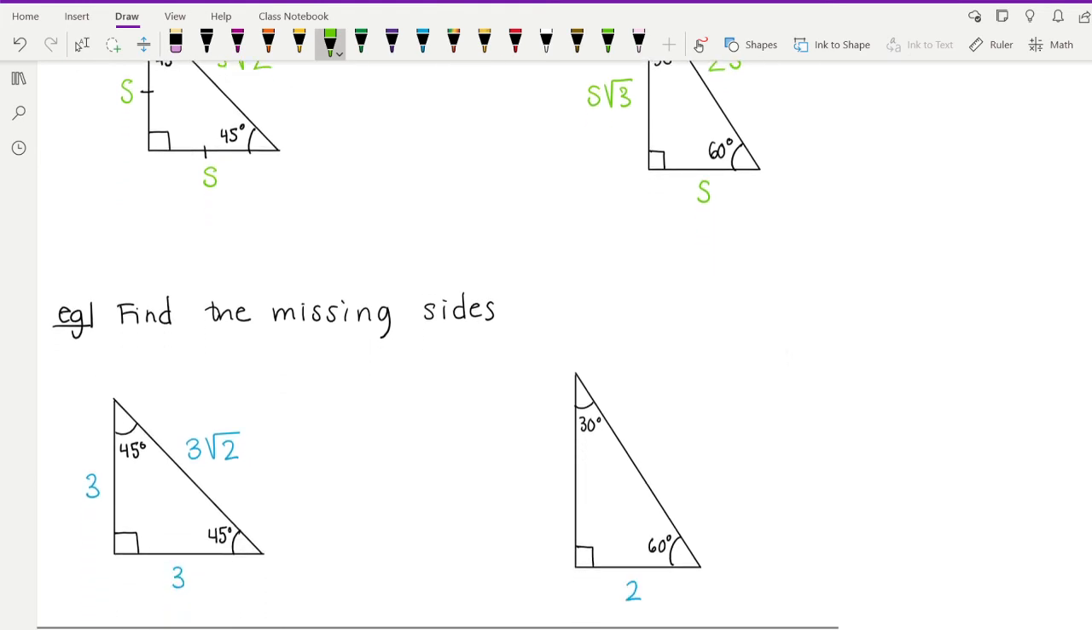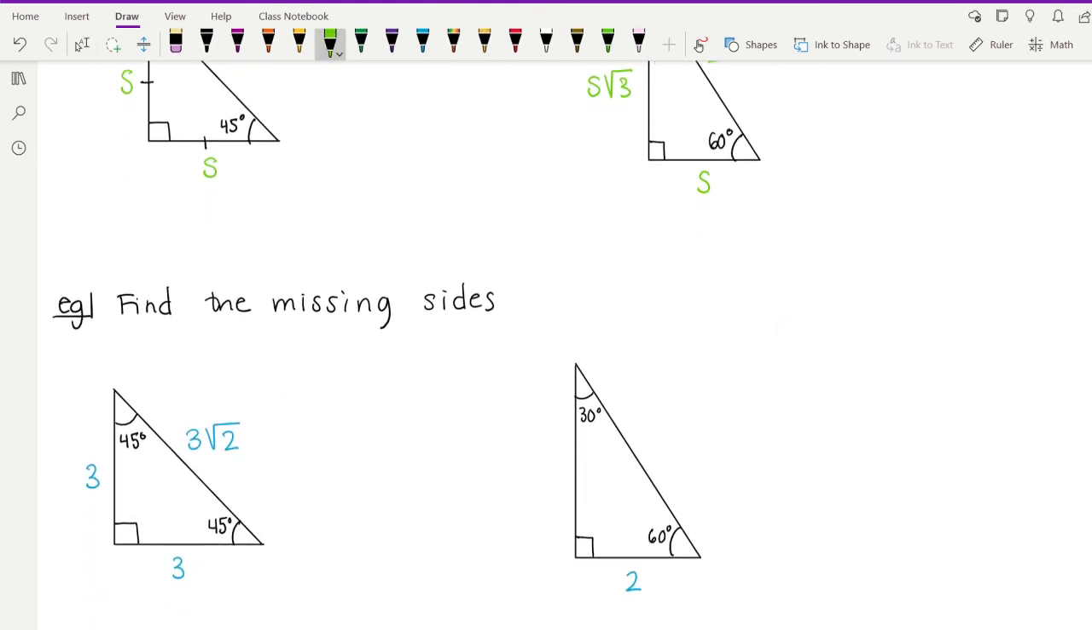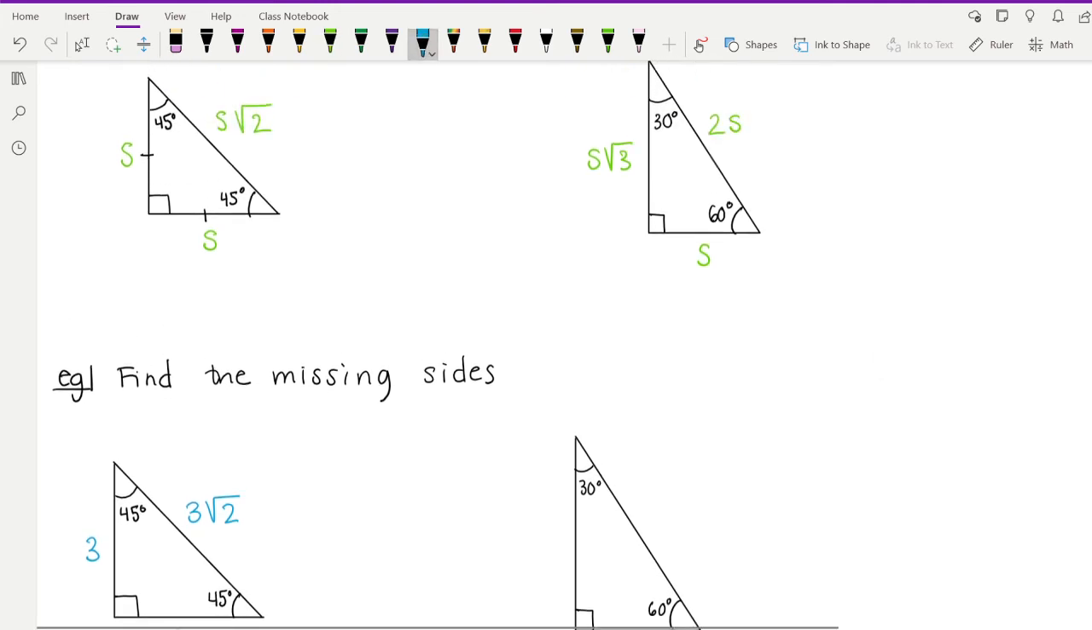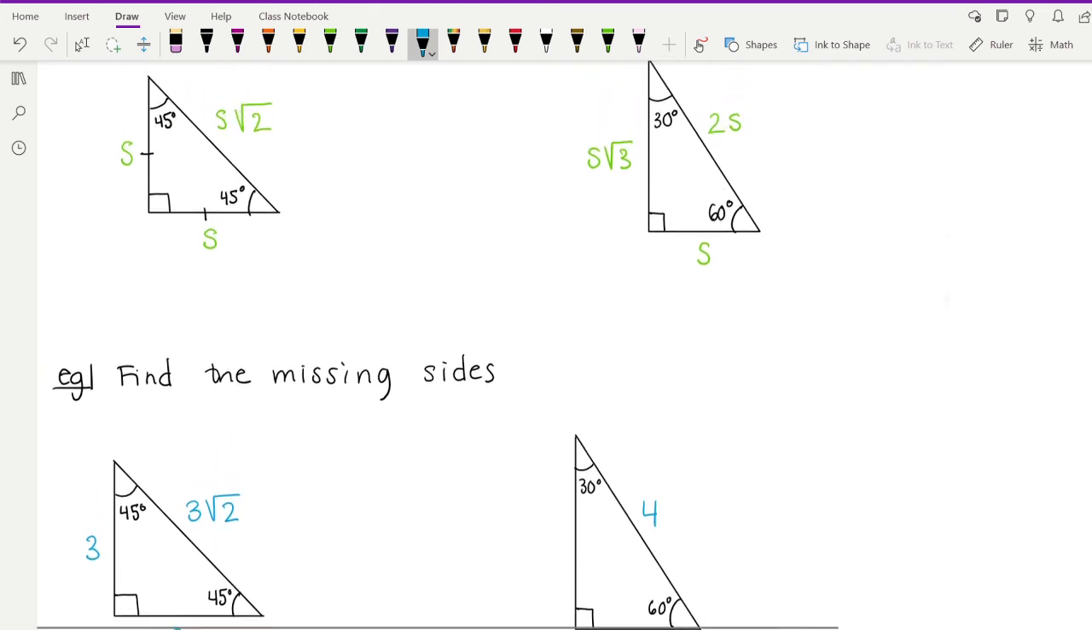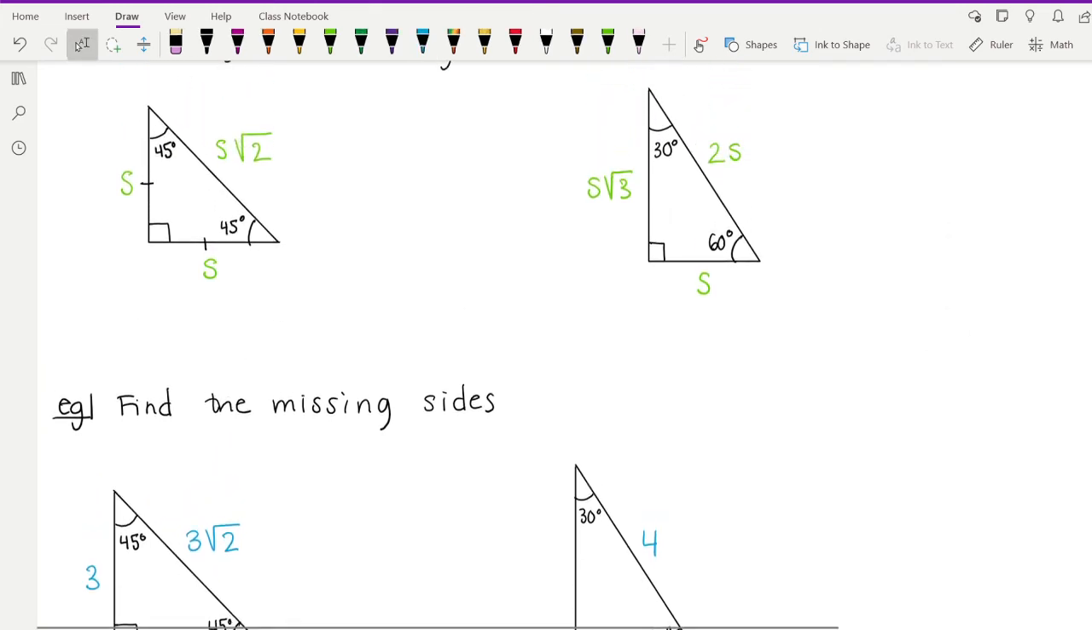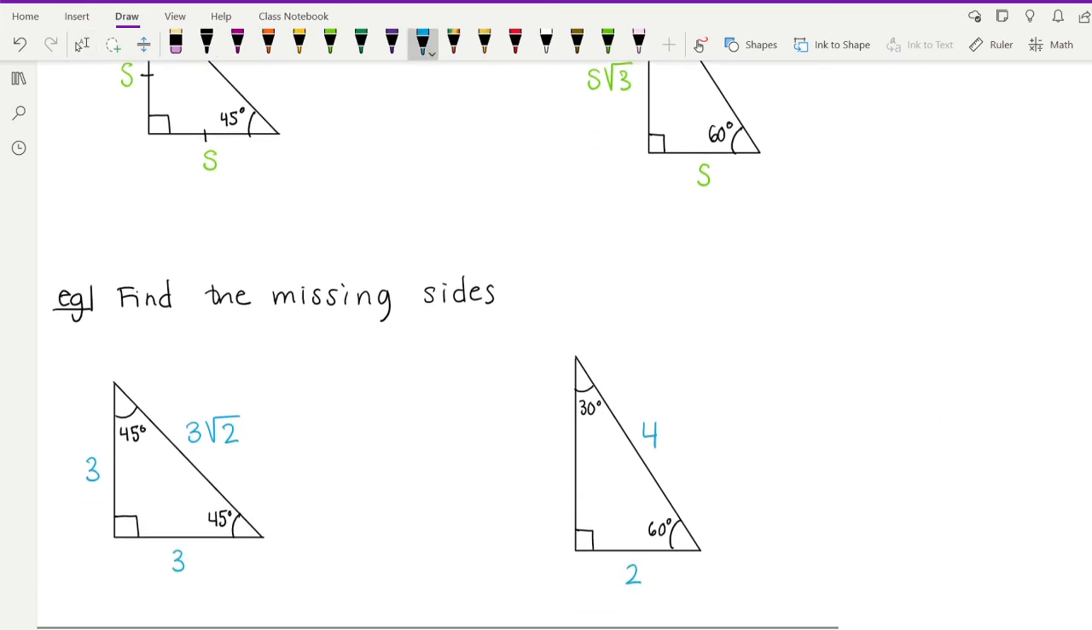So let's do another example with this. Looking now at this one on the right with the 2 on the bottom. If we know that the shortest side is 2, according to the relationship up here, the hypotenuse is always going to be twice that. And so 2 times 2 would give us 4. And then the other leg, the longer leg, the one that's across from 60 degrees, is going to be 2 times the square root of 3.